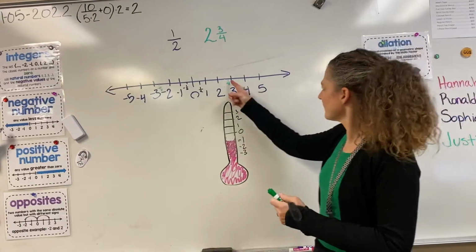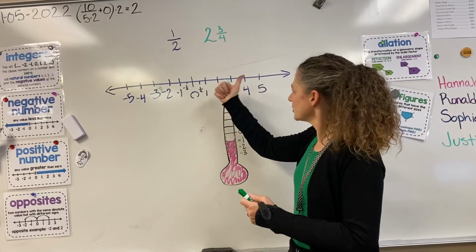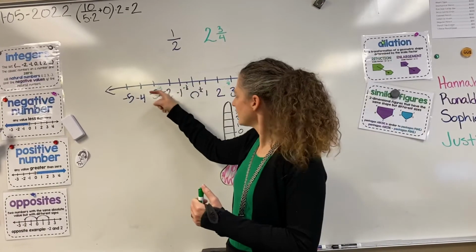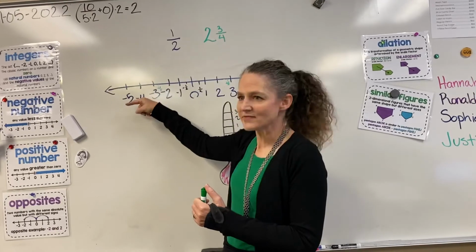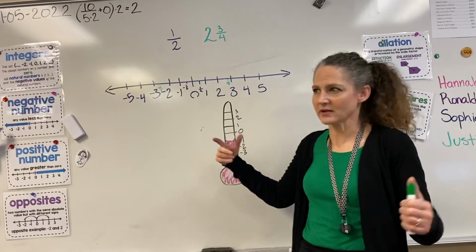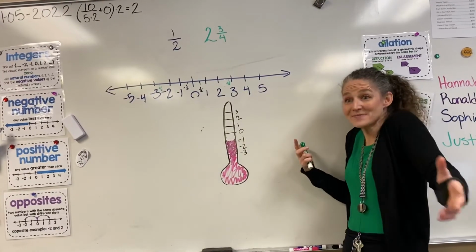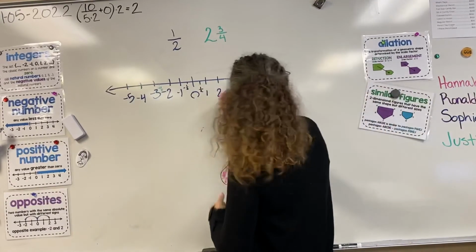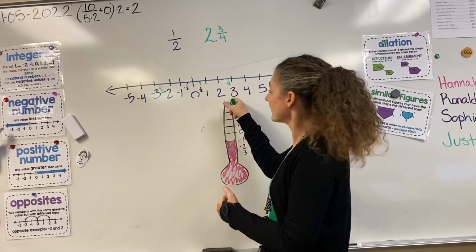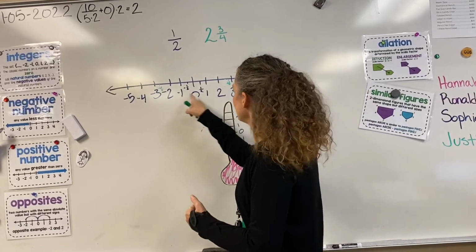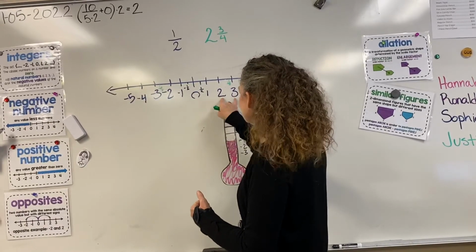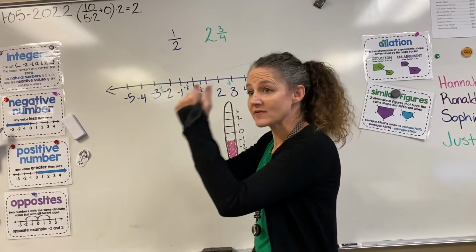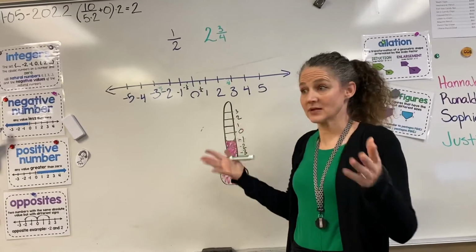So 2 3/4 is closer to the right on the positive side. And negative 2 3/4 is closer to the left on the negative side. What's going on? They're opposites. Because they're opposites, they're going to be in the opposite place. Negative 3 is farther away than negative 2 from 0. Everything's going to be the opposite. It's kind of like a mirror, okay?